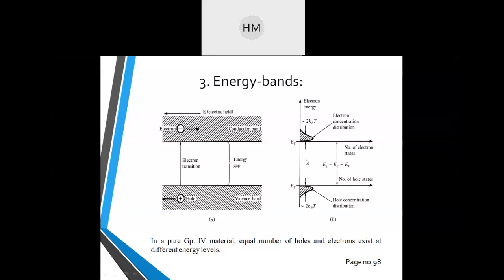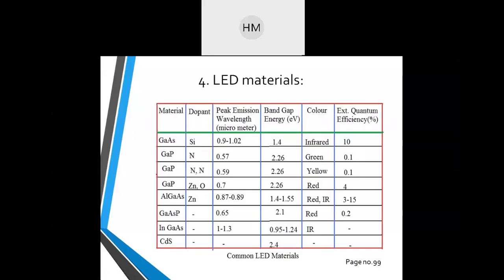So this is electron energy, number of electron states, number of hole states, hole concentration near the valence band, electron concentration near the conduction band. These are the LED materials which we can use, with their band gap energies shown. The colors are shown. Depending on the color, the material is to be chosen.